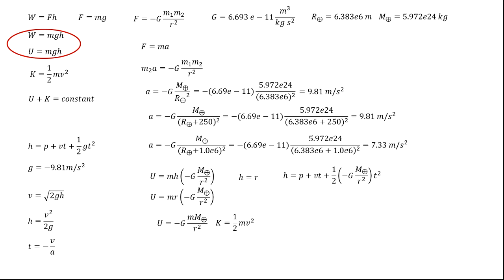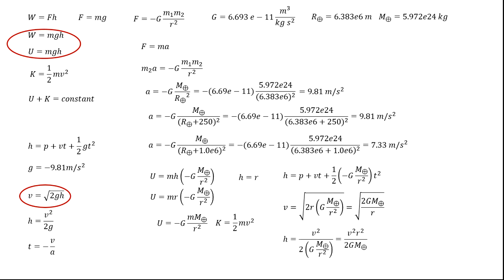The equation for height would be p, the initial position, plus v, the initial velocity, times t, plus 1/2 minus G times the mass of the Earth over r squared times t squared. Here's the equation for velocity. It makes use of this equation and substitutes G M Earth over r squared for g and r for h. Velocity is the square root of 2 G M Earth over r.